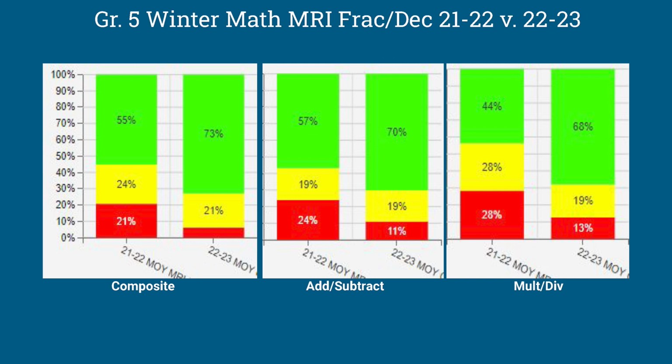So from last year to this year, last year, 55% of the kids were on level. Now this year, 73% of them are on level. For addition and subtraction, 57% were on level. Now 70% of them are on level.